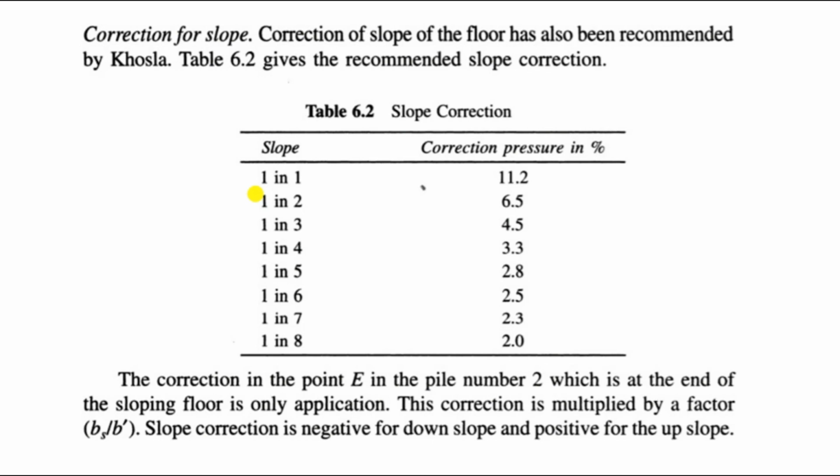Correction for slope. Correction for slope of the floor has also been recommended by Khosla. Table number 6.2 generally gives the recommendation of slope correction. The slope is 1 in 1, so correction of pressure is 11.2. That will also be determined from the Khosla correction graph.